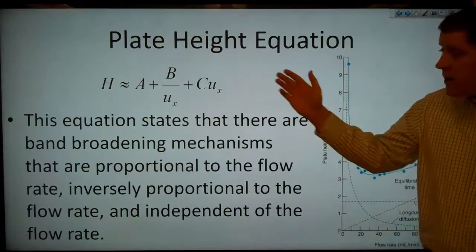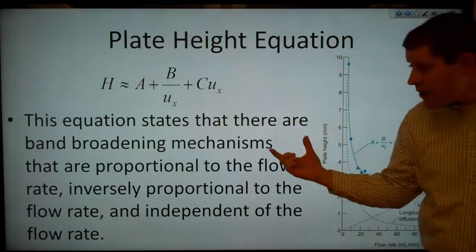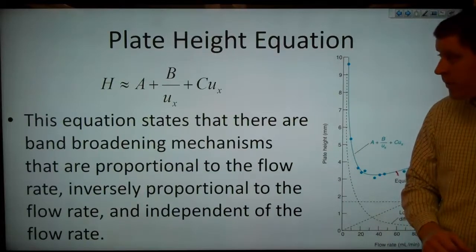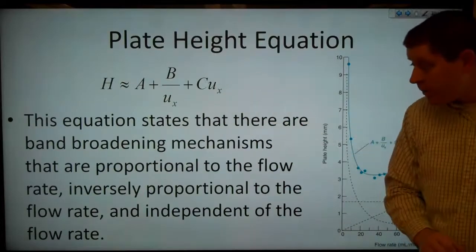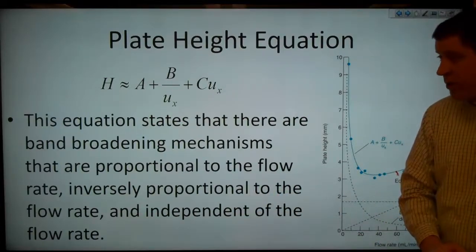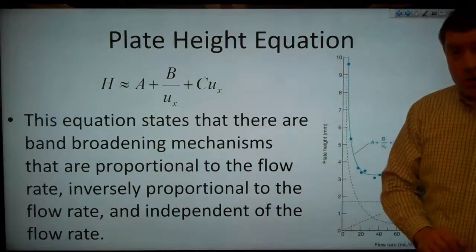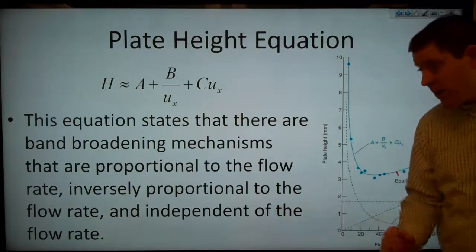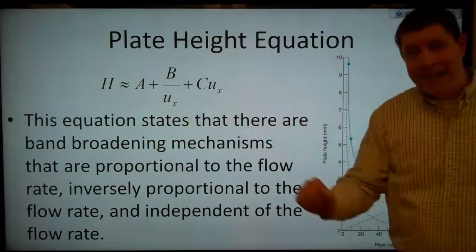And so note that our Van Deemter equation states that there are band broadening mechanisms that are proportional to the flow rate. Those are C here. There are some mechanisms that are inversely proportional to the flow rate. Those are the B terms there. And there are some mechanisms that are independent of the flow rate. Those are in the A there.